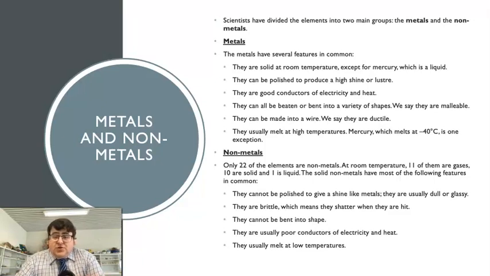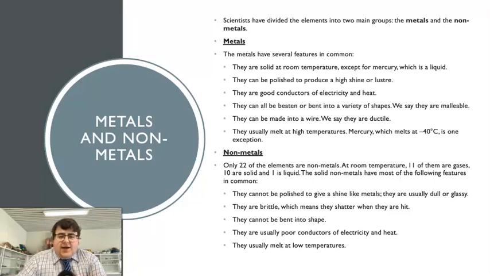They can be polished to produce a high shine or luster, so they're quite shiny. They're good conductors of electricity and heat, hence why we use metals for all our wires, etc. in electrical components. They can be bent or beaten into a variety of shapes. We say scientifically that they're malleable. They can be made into a wire, so they can be stretched out, which means they're ductile. And they usually melt at very high temperatures, except for mercury again, which melts at negative 40 degrees, which is an exception to the metal rule.